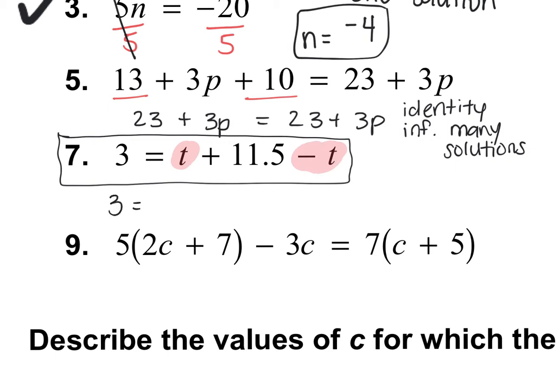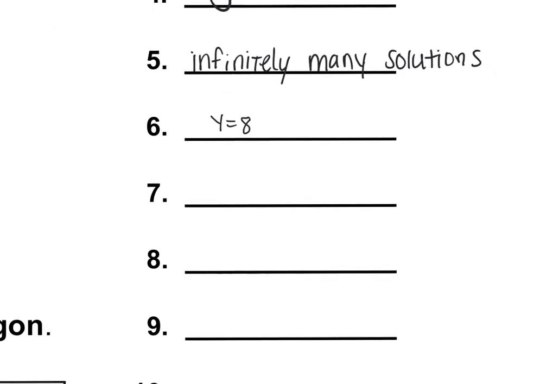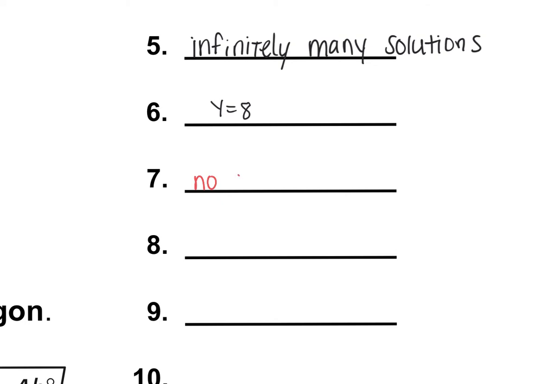We get 3 equals, well, t minus t, those are going to cancel. So 3 equals 11.5. Is this true? No, it is not. This one is no solution. Okay? So we're going to go ahead and fill in no solution for number 7.